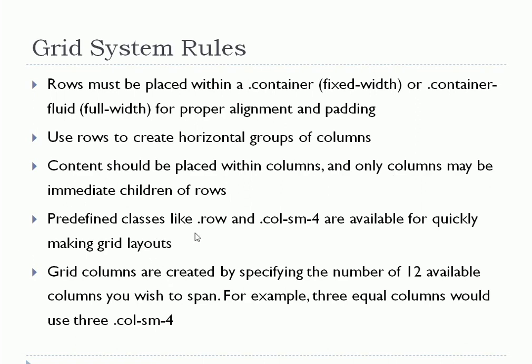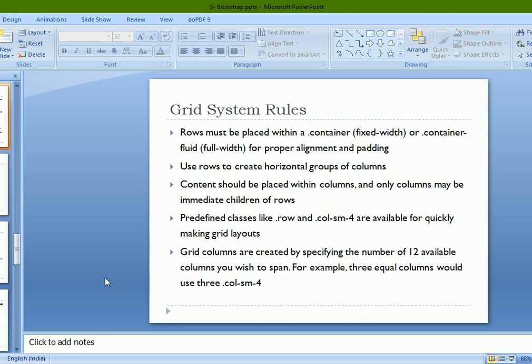Now there are predefined classes for row and column. So for row you have to use the row class, and for column you have to use col-sm-4 or col-xs-4, depending on your grid layout. Again, I already told you that the grid has 12 columns. Finally, the sum of all the columns should be 12. So you have to take care of this. Now let us see this part practically.